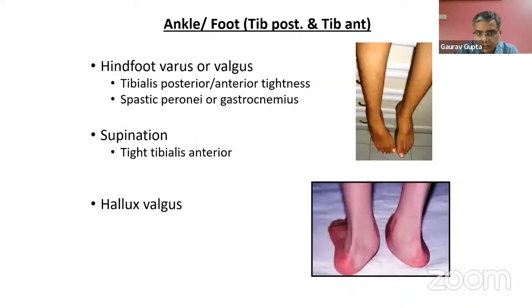Then we check the foot. For foot, we see hind foot or heel varus and valgus. Heel varus mainly comes from tibialis posterior tightness. Some extent of heel varus can be due to tibialis anterior also, but tibialis anterior mainly contributes to forefoot supination. Hindfoot valgus is mainly contributed by tight peroneal or gastrocnemius. Then we also assess the hallux valgus.